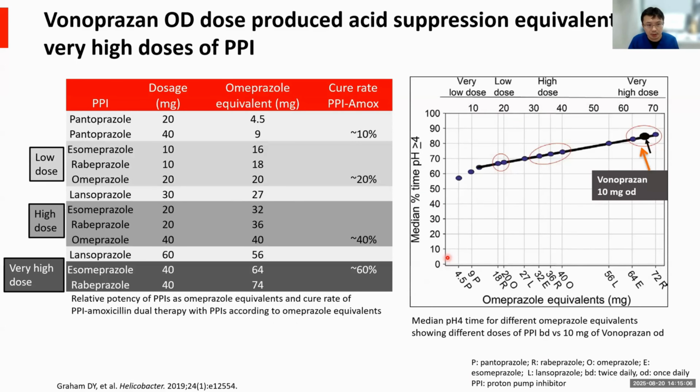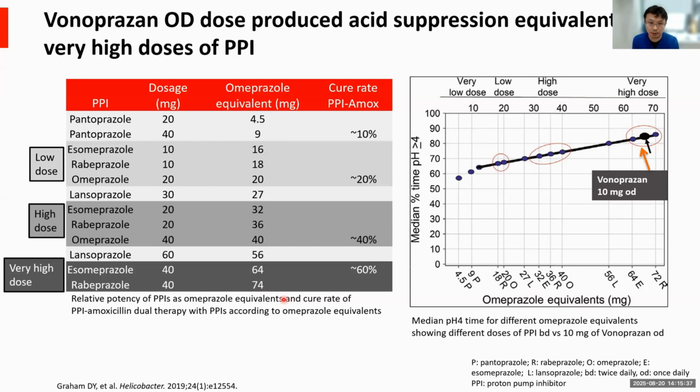So this is a study with one dose Volsenti. Volsenti, vonoprazan, which you probably have heard before, is a new kind of potassium channel blocker. A 10 milligram dose is equivalent to your 70 milligrams of omeprazole. So this one shows you the potency. Esomeprazole 40 milligrams or rabeprazole 40 milligrams is equivalent to your 60 or 70 milligrams of omeprazole.